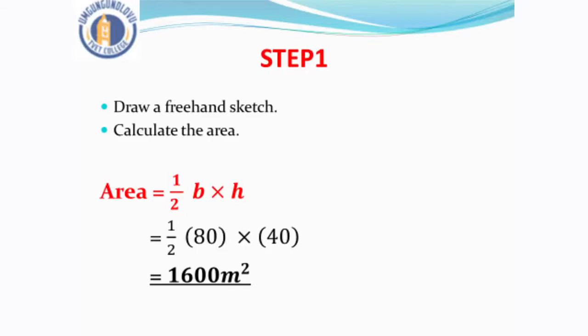So you first need to draw a freehand sketch, then you calculate. Your formula is area is equal to half breadth times height. Then you would have half into your breadth, which is your baseline, 80 meters, times your height, which is a perpendicular distance, 40. Then you will get 1,600 square meters.